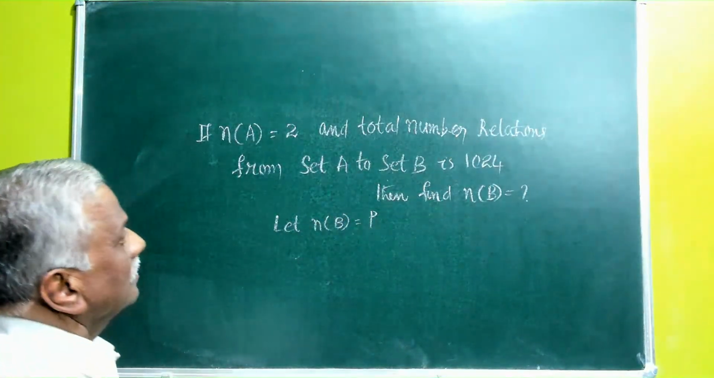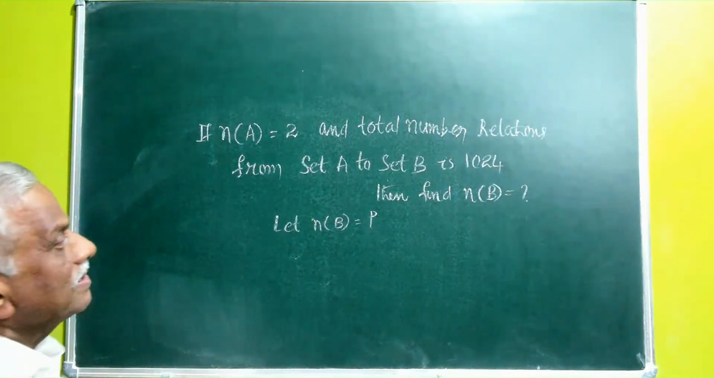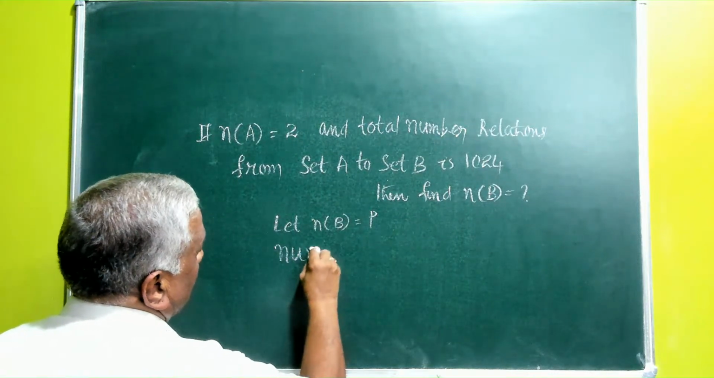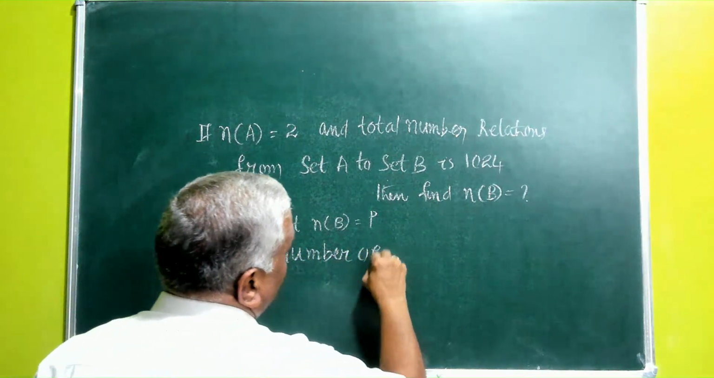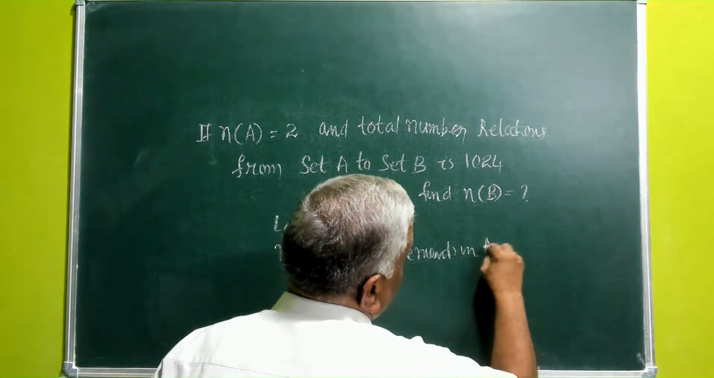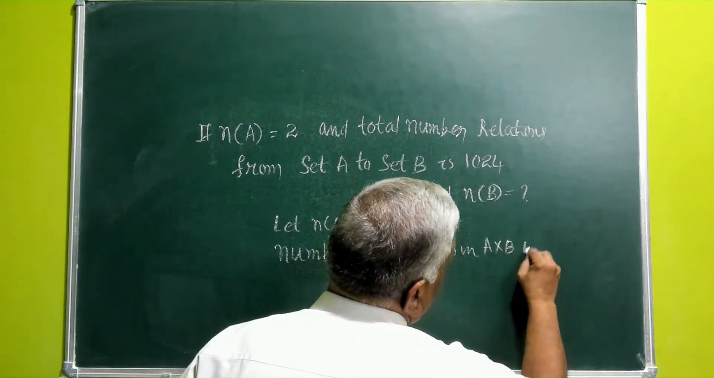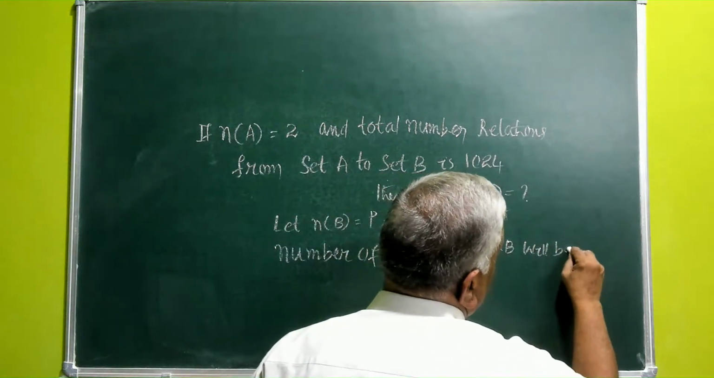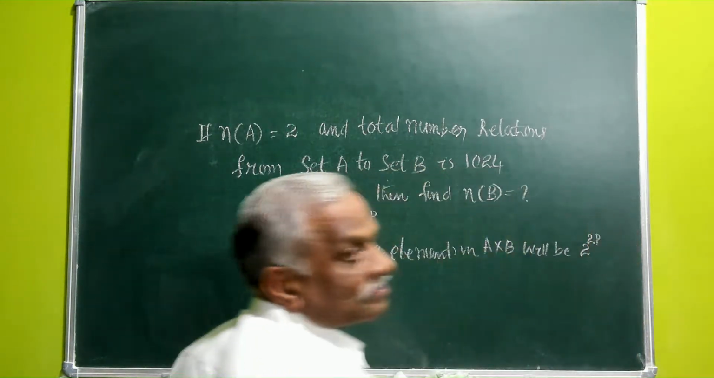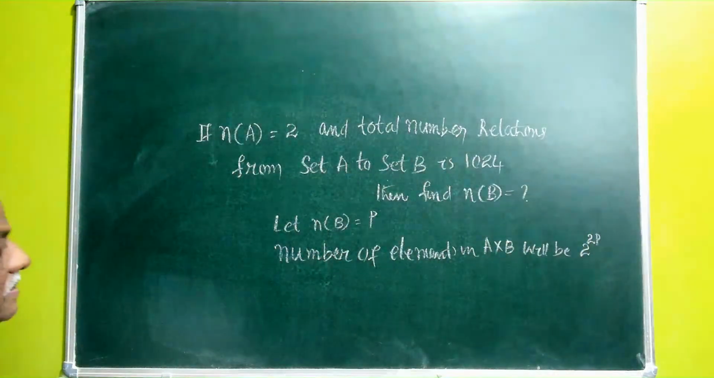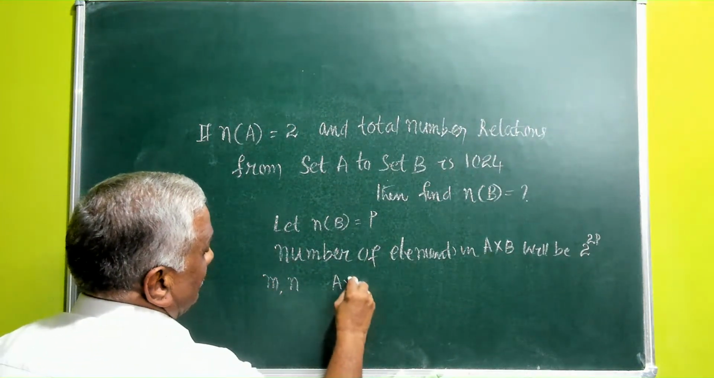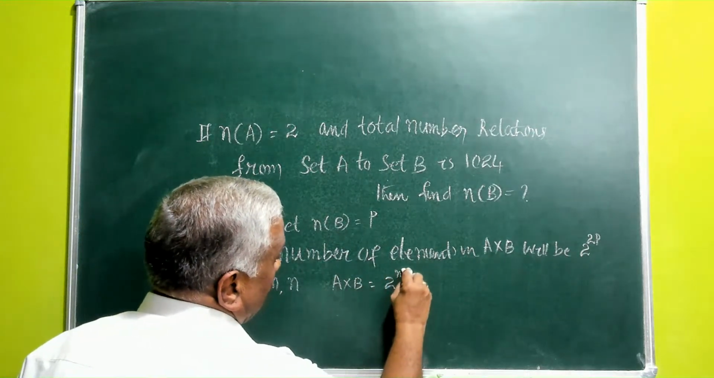I'll use P. So if A has 2 elements and B has P elements, the number of elements in A cross B will be 2P, and the number of relations will be 2 to the power of 2P. Try to understand this. If A has m elements, B has n elements, A cross B will have 2 to the power of mn subsets.